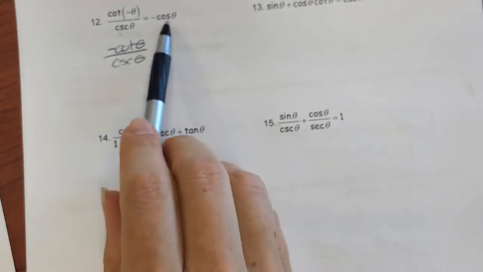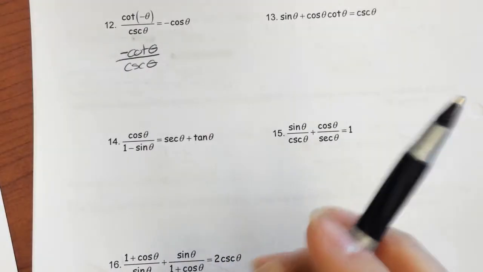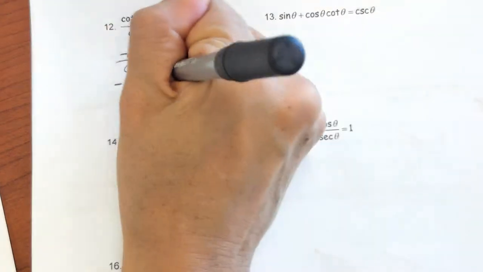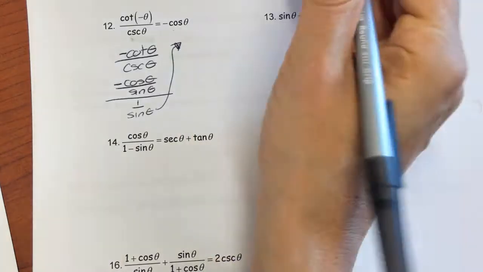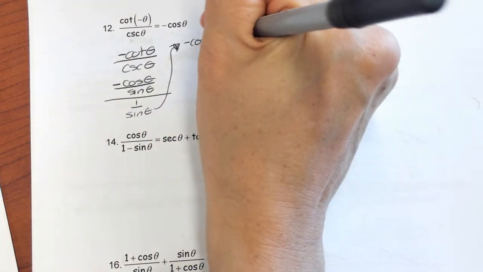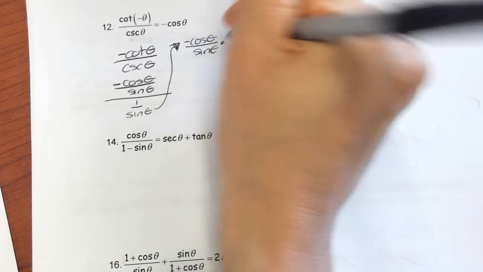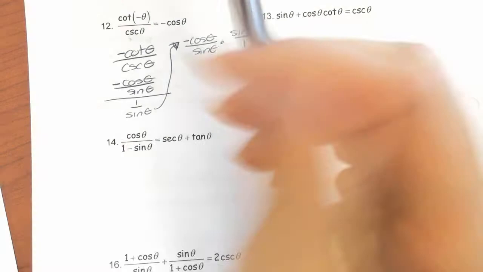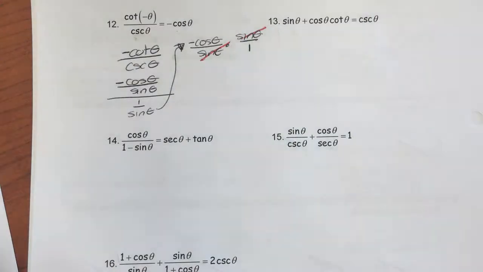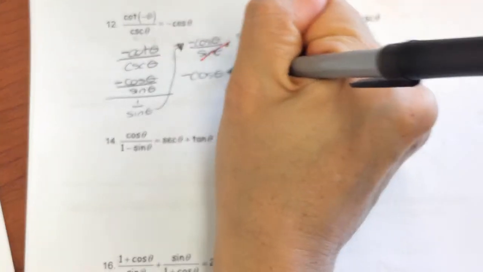And then on the bottom, I have cosecant. I'm trying to get cosine, so that's a big hint that perhaps changing things to sine and cosine is going to help me. So negative cotangent would be negative cosine theta over sine theta, and this is divided by 1 over sine theta. And of course, when you divide fractions, you keep the first, change it to multiplication, and flip the second. So now I can see that my sines are going to cancel, and I am left with negative cosine theta, which is what I wanted.